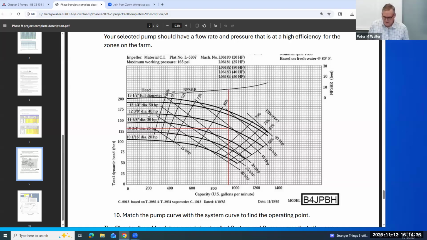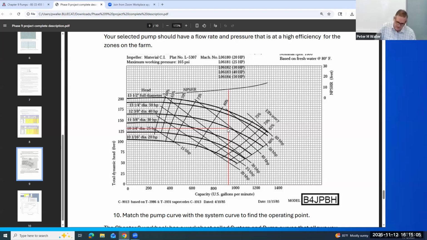Each pump, they can trim the impeller. The impeller is the thing inside the volute. The impeller is what goes around and gives pressure to the water. They can make impellers larger diameter or smaller diameter, depending on what you need. And so this is the impeller curve.